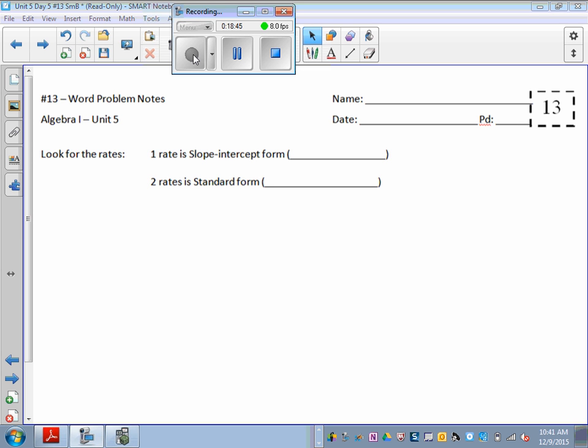So you'll see our notes up here at the top. It says look for the rates. If you have only one rate, then it's going to be in slope-intercept form, which is y equals mx plus b. So for example, say you're going to the movies and a movie ticket is $8 per ticket. That is one rate. $8 per ticket.